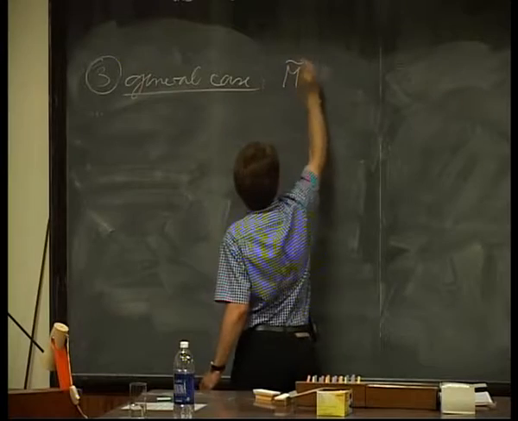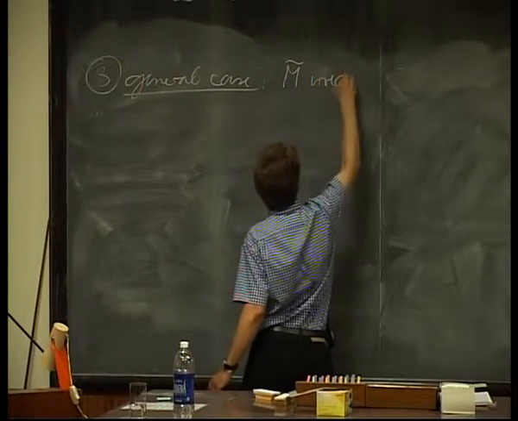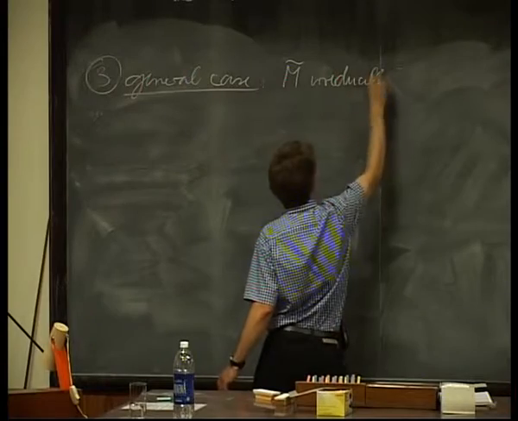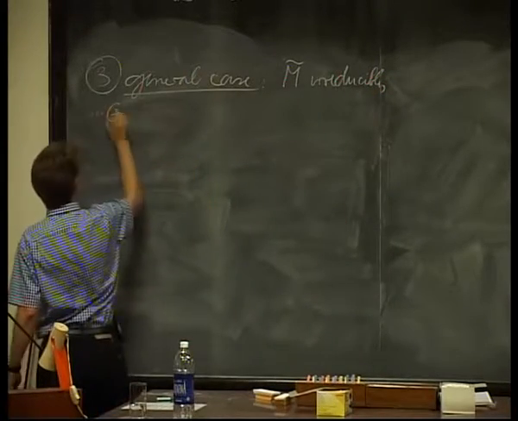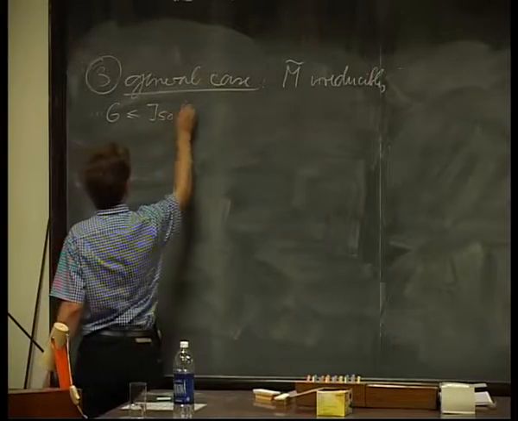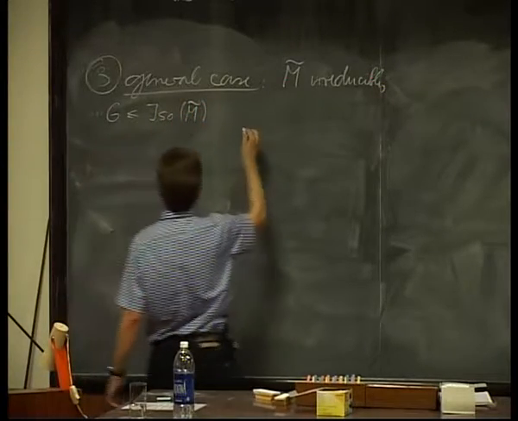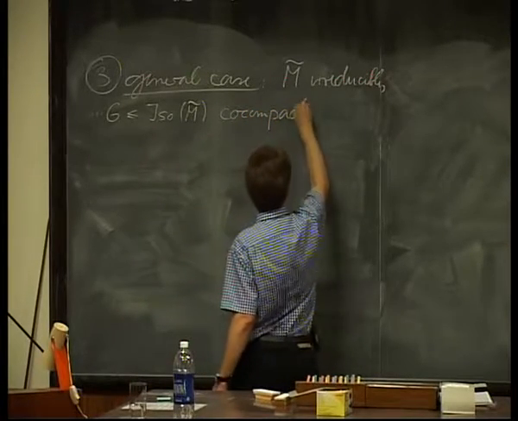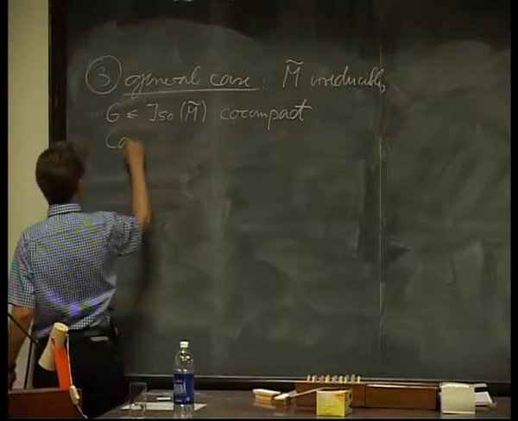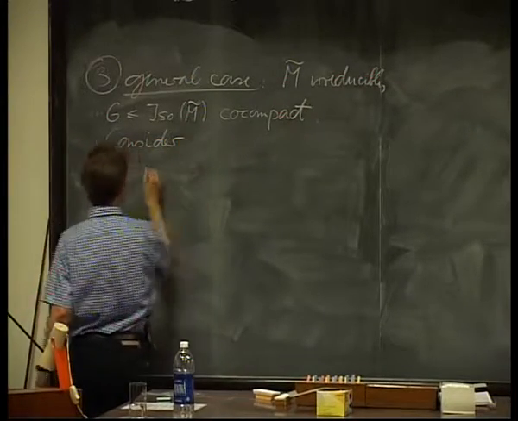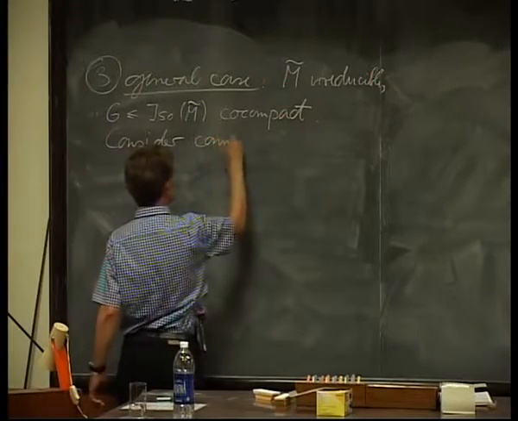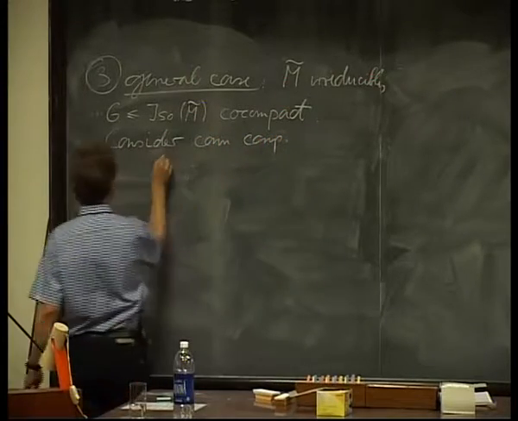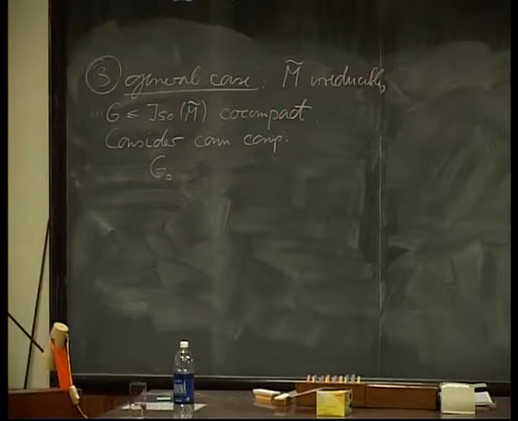So assume in addition that M is an irreducible Hadamard manifold and G is some subgroup of the isometry group which acts co-compactly. First of all, we consider the connected component of the isometry group, G0. If that's trivial, we already have a discrete group, we are done. So we're in case 1 in this case.